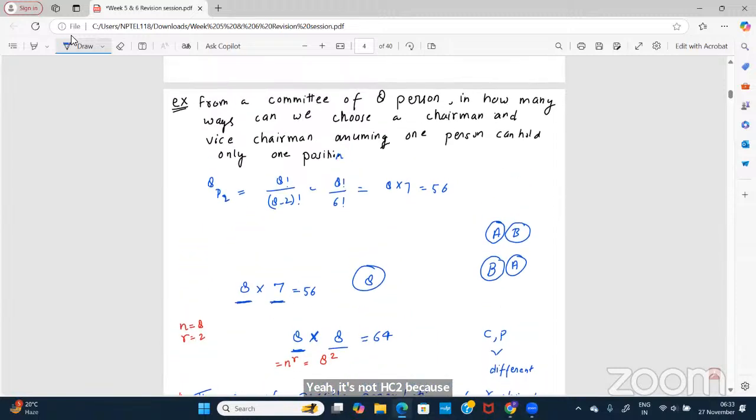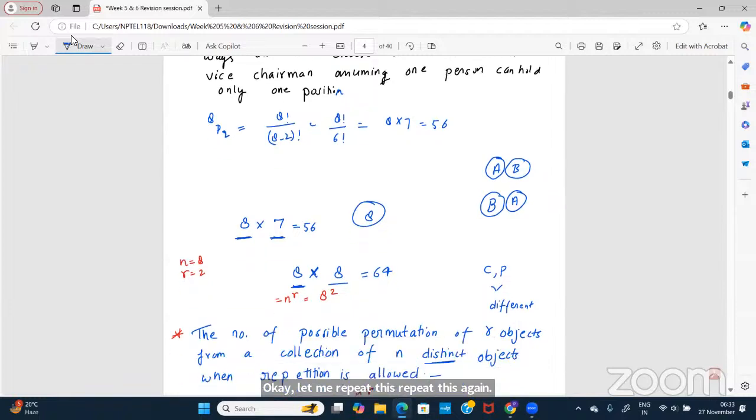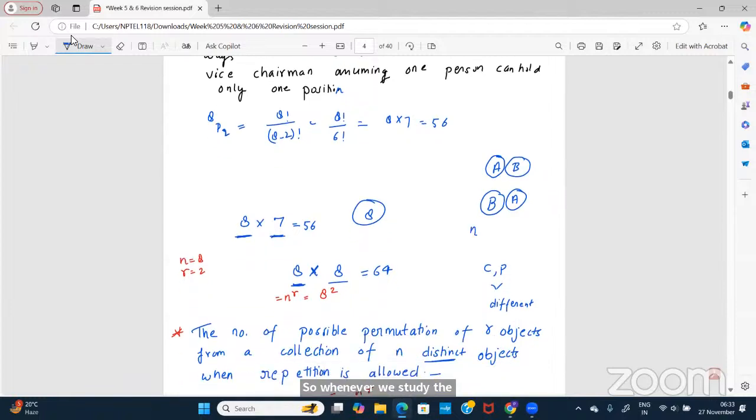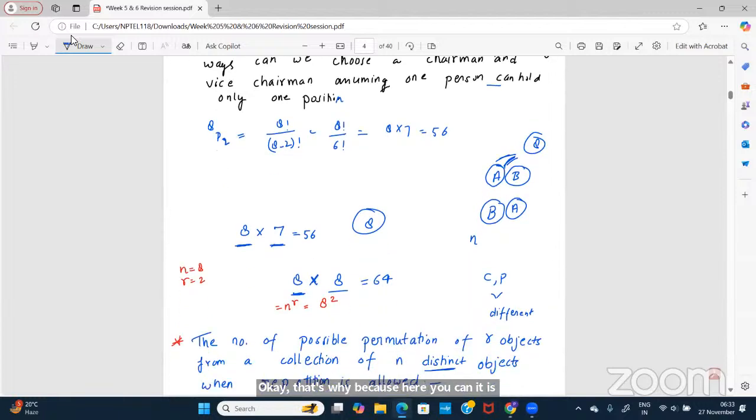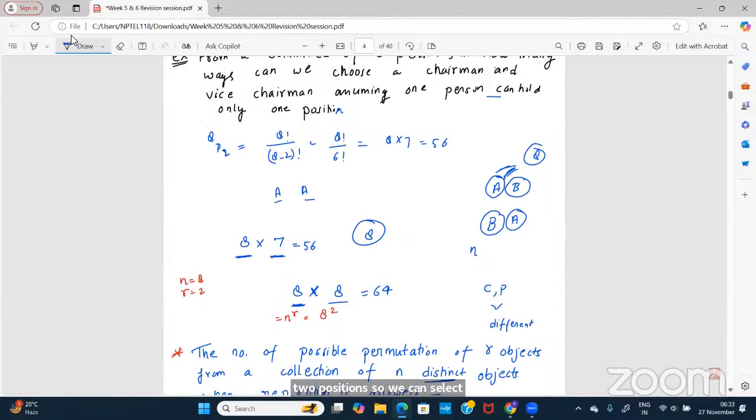Whenever we study permutation and combination, the n objects are always distinct, right? And now if you have to select two things, those two things will always be different. So that will not be like you are selecting A 2 times, if you have 8 things. But here it is given that one person can hold 2 positions, so we can select person A for both the positions also, right?